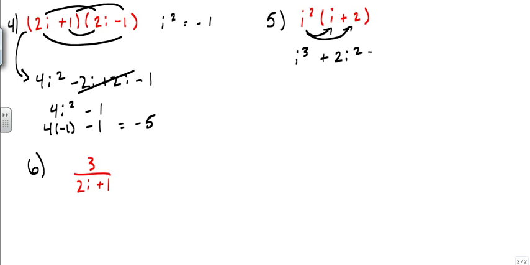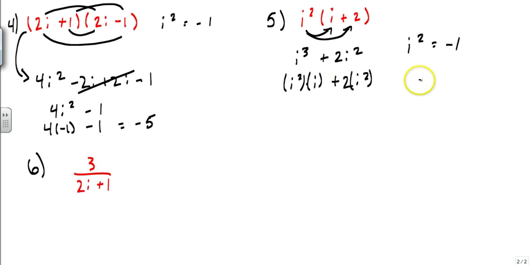So just like before, just like with the x's, you're treating them like variables. You're going to multiply i squared times i, which will give you i cubed, just like x squared times x will give you x cubed, and then i squared times 2 will give you 2i squared. Now you can break this up. This i squared and this i, you want to keep those separate, plus 2 times i squared. Keep that separate. The reason for that is because, again, i squared equals negative 1 by definition.